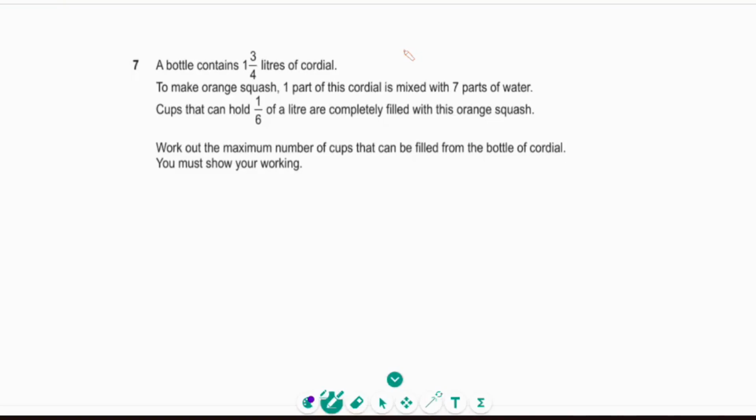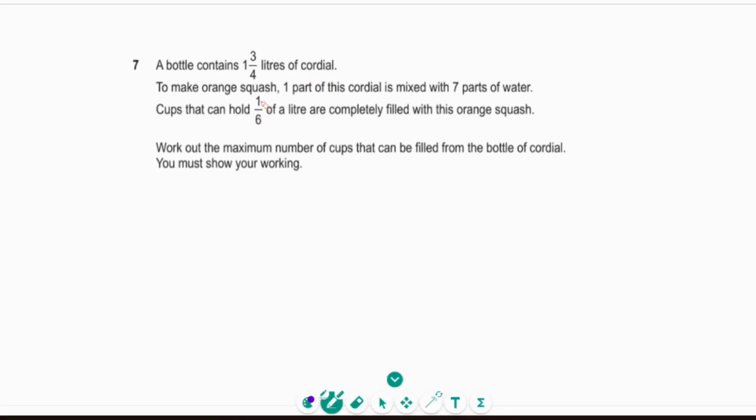A bottle contains 1 3/4 litres of cordial. To make orange squash, 1 part of this cordial is mixed with 7 parts of water. Cups that can hold 1/6 of a litre are completely filled with squash. Work out the maximum number of cups that can be filled from the bottle of cordial. You must show your working out.